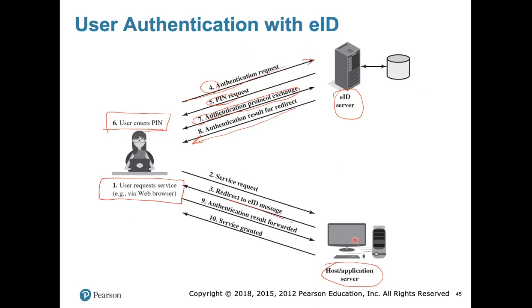And now the host application, based on the results, the user forwards the result of the authentication to the host application, and now the host application starts granting the service, whatever that service is. So this is how EID cards can be used for authentication, which is here in this slide, functionality number 2.